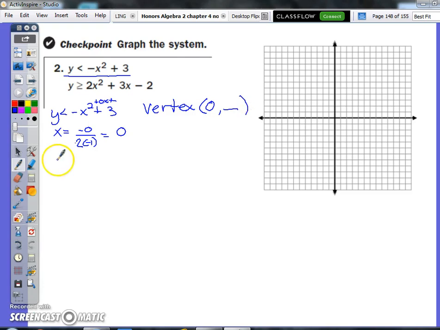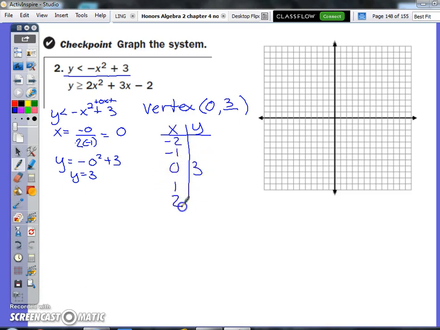All right, let's find y by plugging back in. We're going to set this equal just for the vertex. So 0 squared plus 3, y is going to be 3. So my vertex is the blue 0, 3. Then you have to come up with a t-chart, and we're going to plug in. So 0, 3, let's put in -1, +1, and -2, and +2. So we're going to say y equals -2 squared plus 3, which is y equals -4 plus 3, because -2 squared is 4, but this negative lives on the outside, so y equals -1.